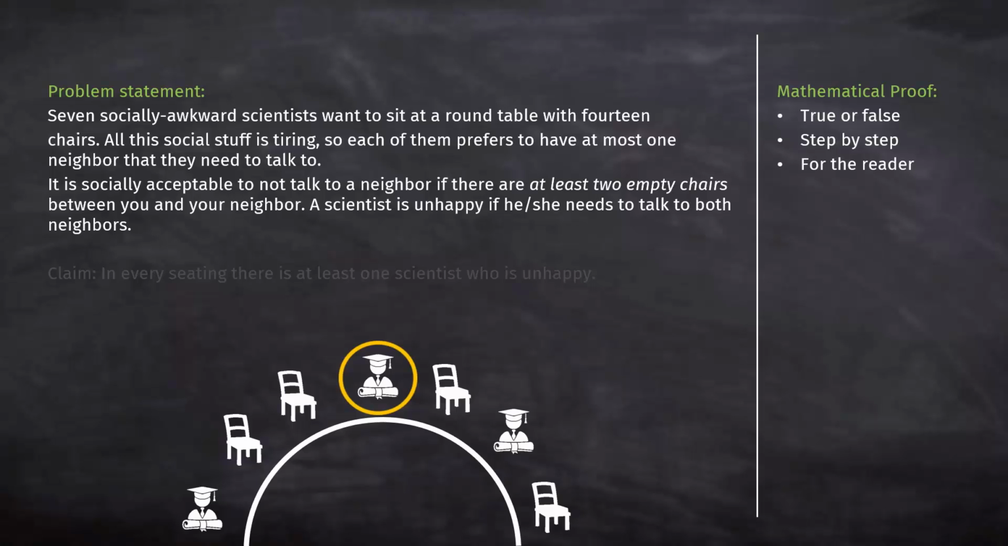Of course, there's 14 chairs to choose from and only 7 scientists, so they can pick which chair they want to sit at, which means there's many ways in which these 7 scientists can sit down at the table. But my claim is, in every possible way they sit down at the table, there will always be at least 1 scientist who is unhappy.